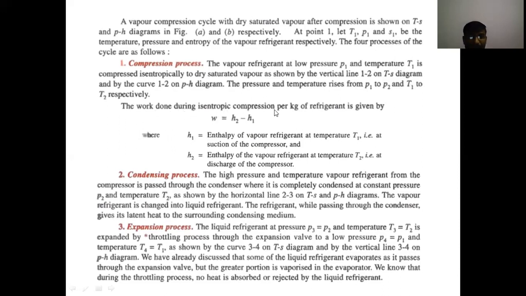The work done during isentropic compression per kg of refrigerant is given as W = H2 - H1. H2 and H1 are the enthalpies after and before compression, per kg, with units of kilojoules per kg. These are properties of refrigerants: the enthalpy of the vapor refrigerant at T1, that is at suction of the compressor, and at T2, that is at discharge of the compressor. This is the complete compression process.